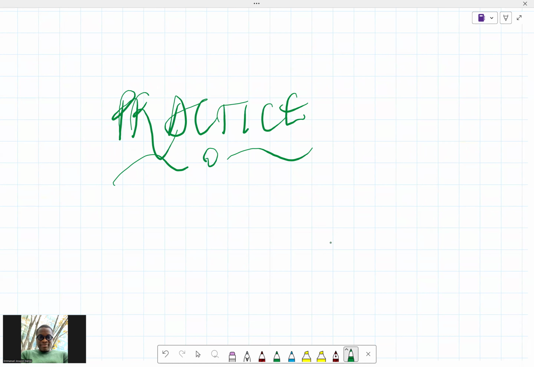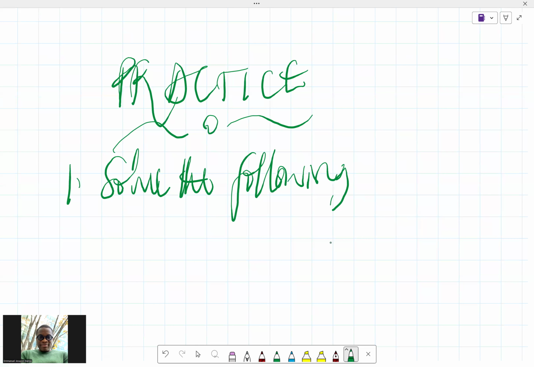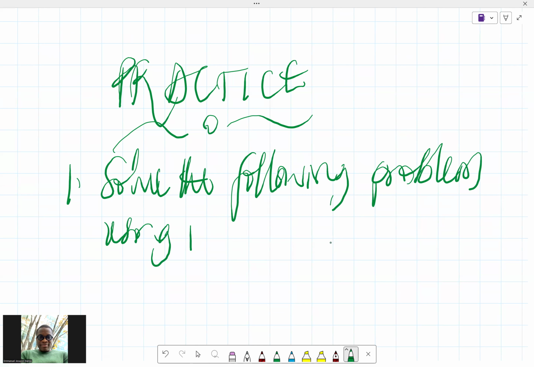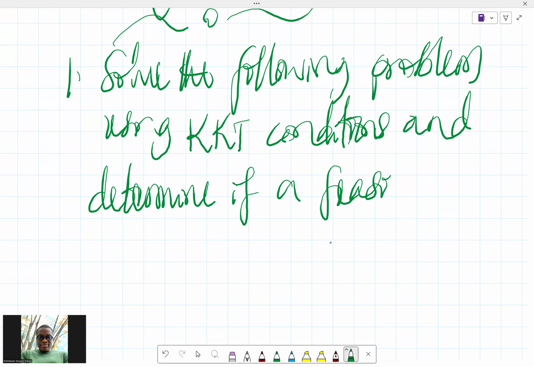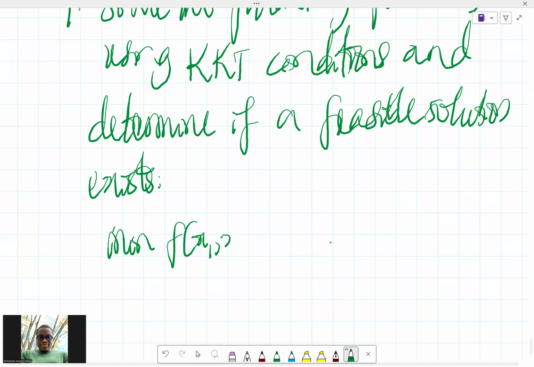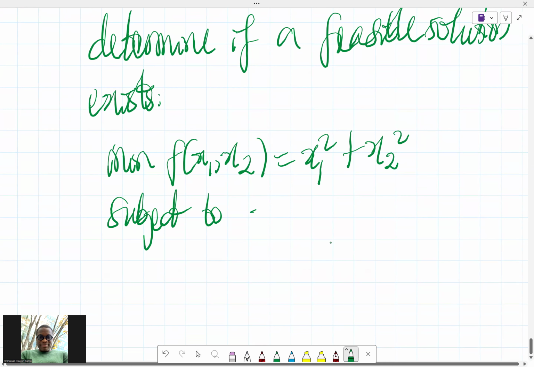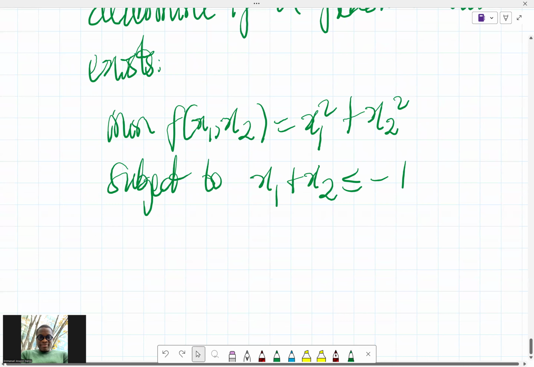Okay, so question 1, solve the following problem using KKT conditions and determine if a feasible solution exists. So the question is to minimize f of x1, x2 equals x1 squared plus x2 squared, subject to x1 plus x2 less than or equal to -1. Okay, so I think this is a case of infeasible linear constraint.